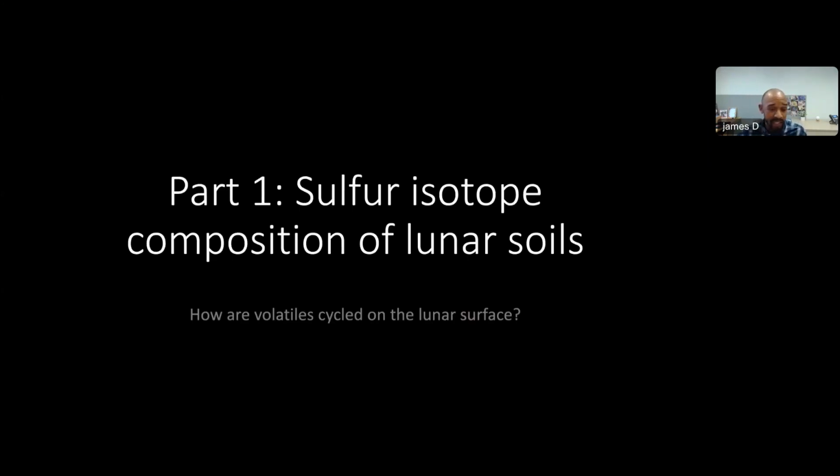So this leads me to the first part of my talk, where I'm going to be discussing a project that we recently published in Geochemical Perspectives Letters, where we looked at the sulfur isotope composition of lunar soils in order to understand how volatile elements are cycled on the lunar surface.